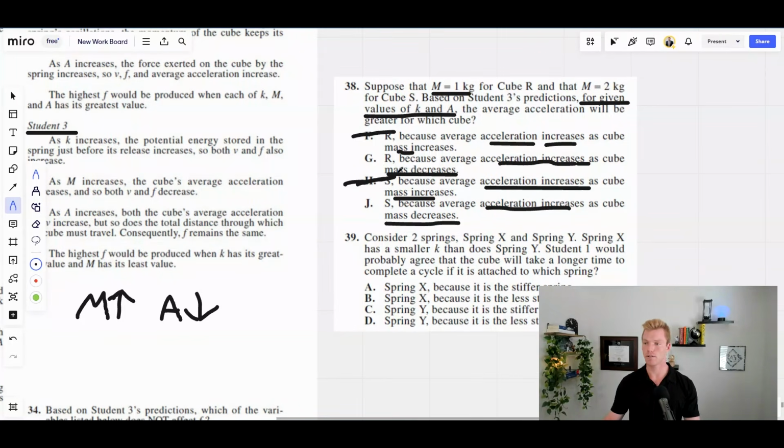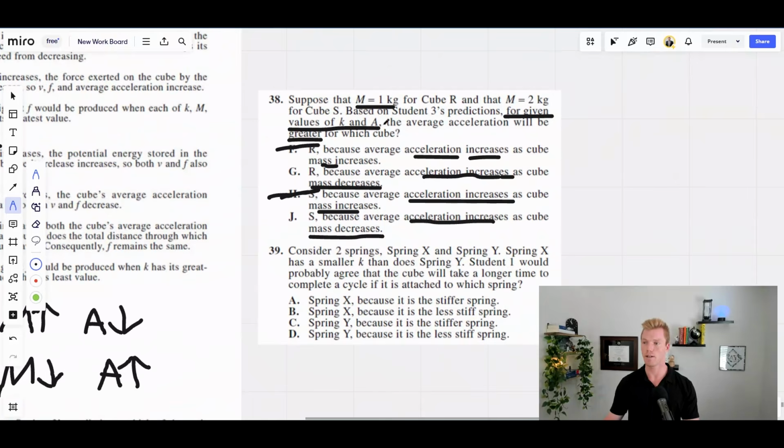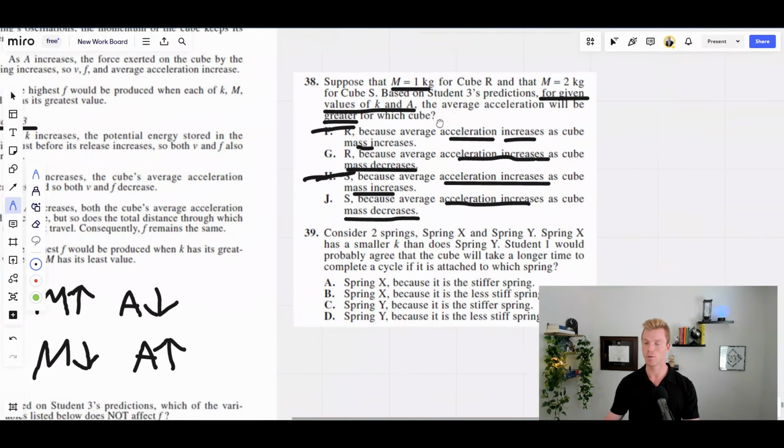And so now we just have to figure out whether or not this would mean that the acceleration is greater for R or the acceleration is greater for S. And we know that acceleration will be greater when mass is lower, because if mass is higher, acceleration is lower. So we can just reverse this and say that if mass is lower, then acceleration is higher. So now which one has the lower mass?